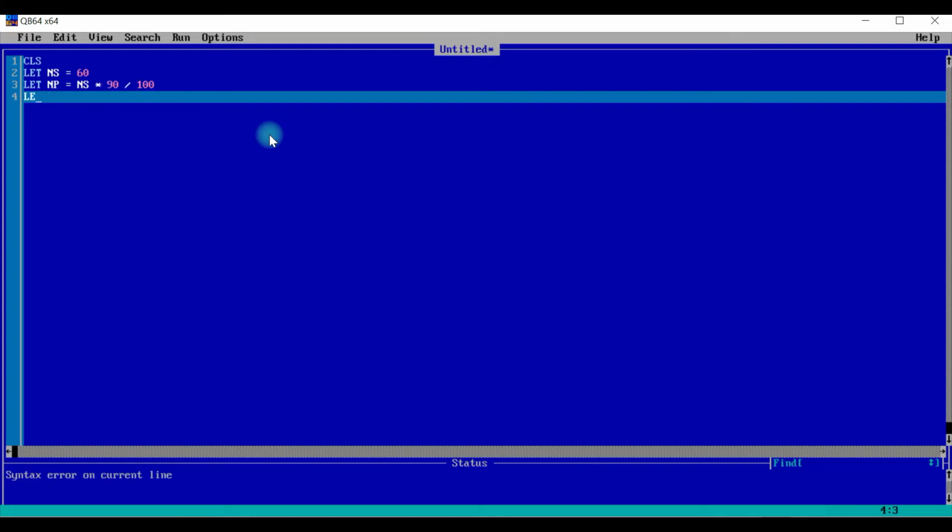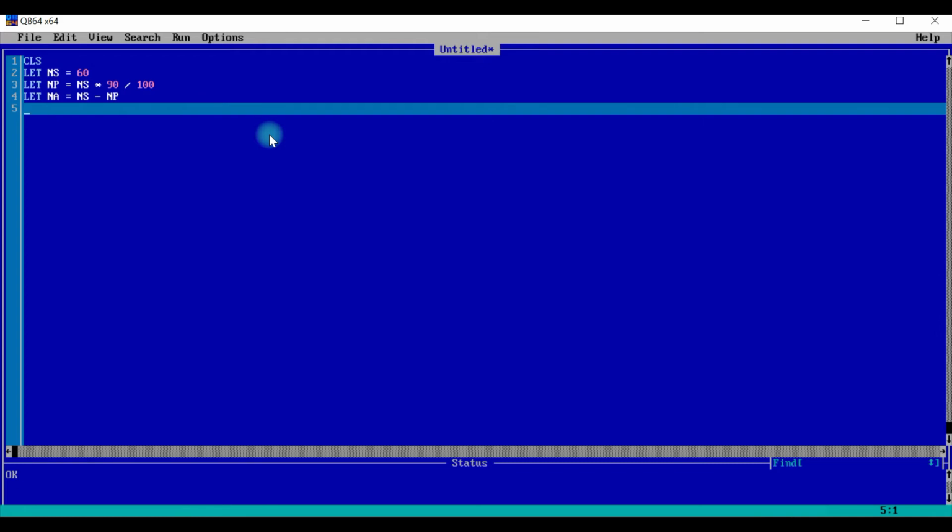Then number of students absent, how will you calculate? NA equals total number of students NS minus number of students present. Then we will display both.